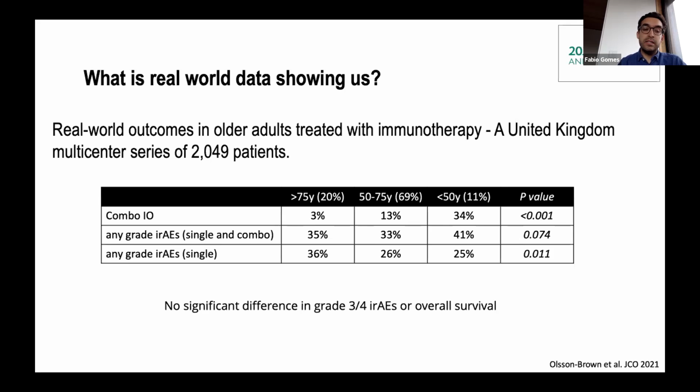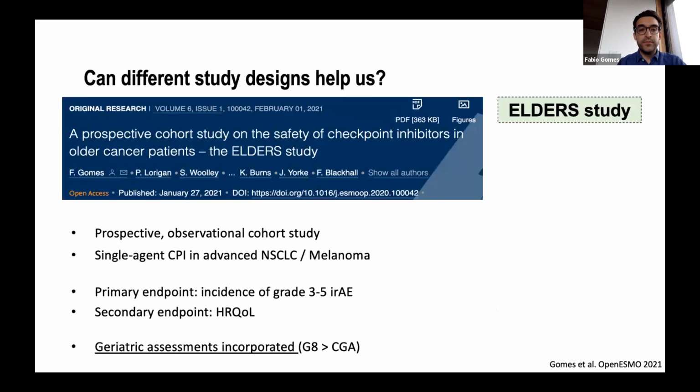And when they looked at any grade of toxicity, putting single immunotherapy or combination checkpoint inhibitors in the same bag, there wasn't any significant difference. But when they looked at just the single agents, they seemed to find that older patients might have been having more side effects from the treatment. But these weren't actually high-grade side effects. These were lower-grade side effects. So that's an important point.